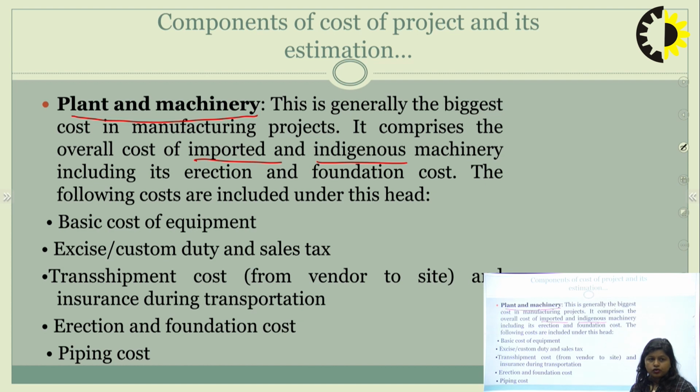Basic cost of the equipment, what is that? Next is the excise, customs duty or sales tax, because if you are importing any machinery from outside India, that includes the excise and customs duty also. And you need to pay sales tax also. In today's scenario we have GST also, so based on that you need to pay. Then you also need to calculate the transshipment cost from the vendor to the site, and insurance during the transportation also. After that you need to consider the erection and foundation cost and the piping cost also.